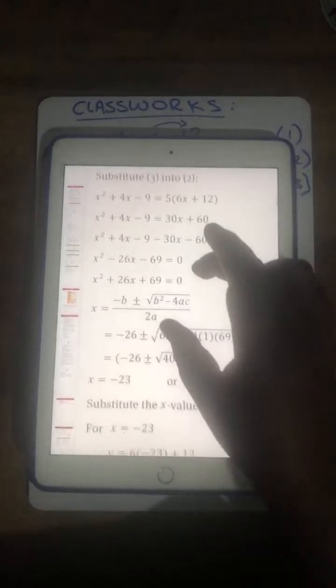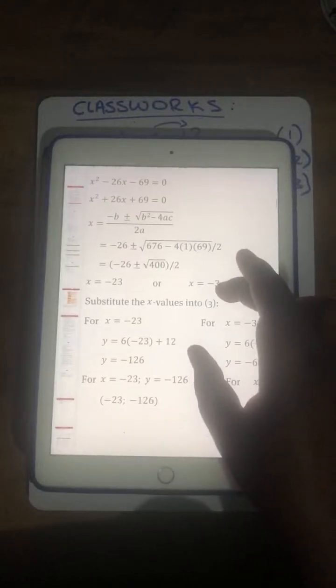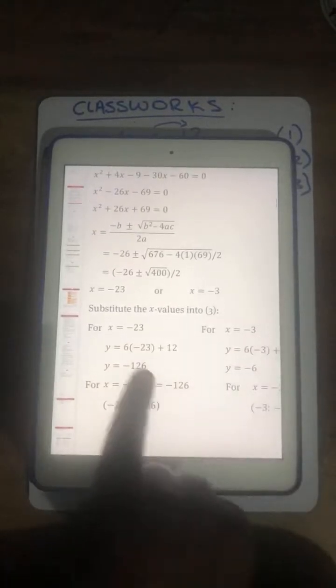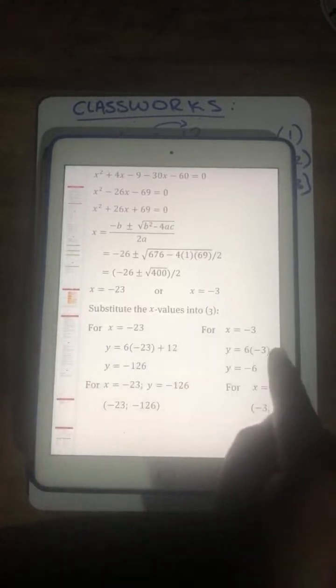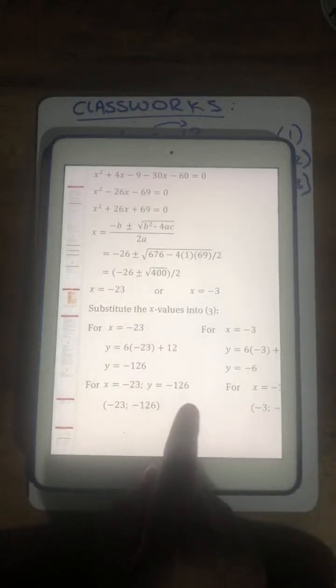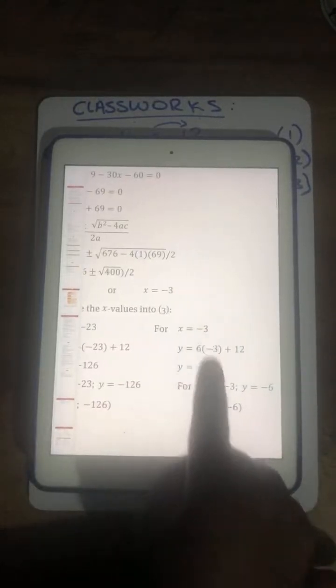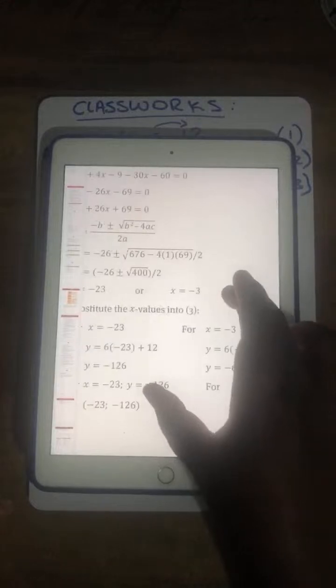Of course, look at their final answers. So I just took an example. This one that I took, it was an example. Look at their answers. They're saying x is equal to negative 23, and then y is equal to negative 126, and then the other values are those. Okay, maybe let me just explain something.